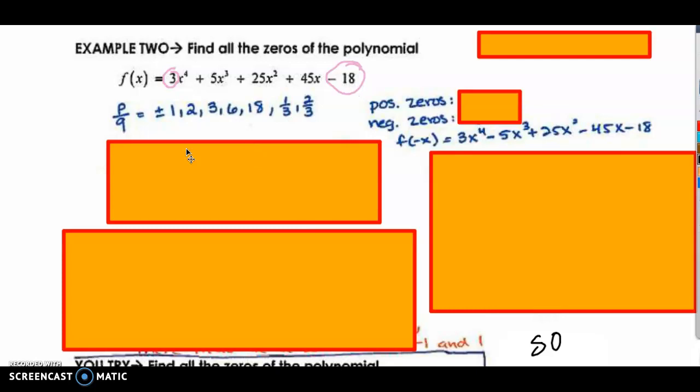Okay. So we basically just have to look and say, all right, if I take all these and put them over 3, 1 over 3. Well, that's new. So I've got to add that to the list. 2 over 3. That's new. 3 over 3 is 1. That's on my list. 6 over 3 is on my list. 18 over 3 is on my list. So these are all the possible zeros.